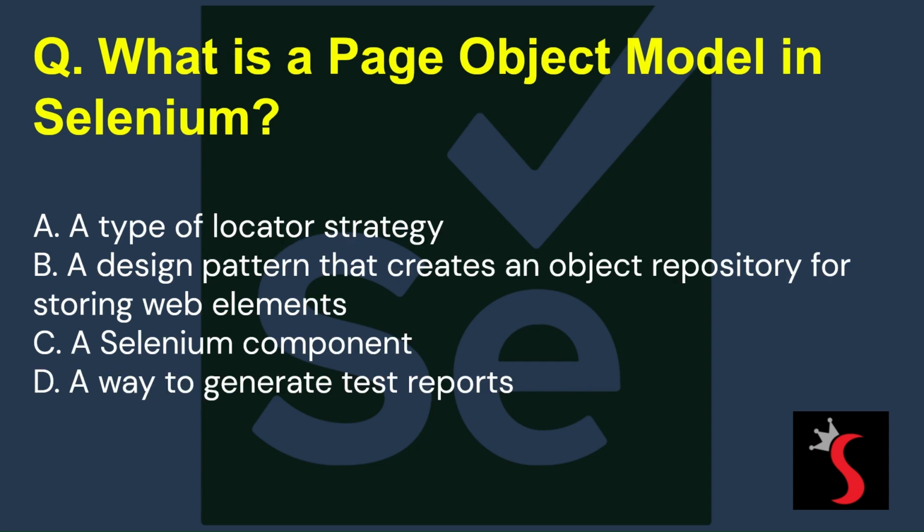What is Page Object Model in Selenium? A. A type of locator strategy. B. Design pattern that creates an object repository for storing web elements. C. A Selenium component. D. A way to generate test reports.